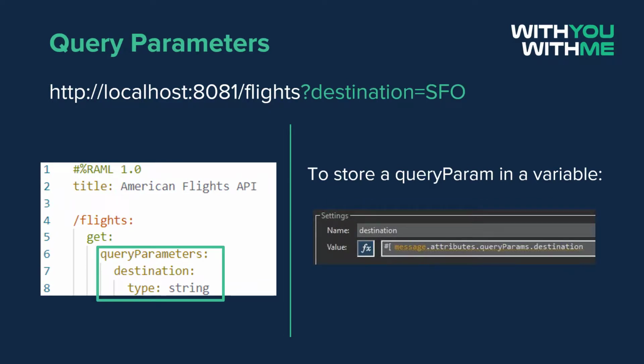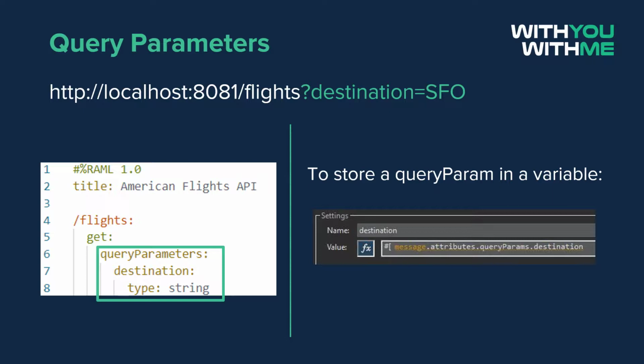In the query parameter example, we have an API endpoint /flights. From that, we attach a query string by starting with a question mark. For query parameters, we see the full key value pair. As above, destination is the key and SFO is the value.